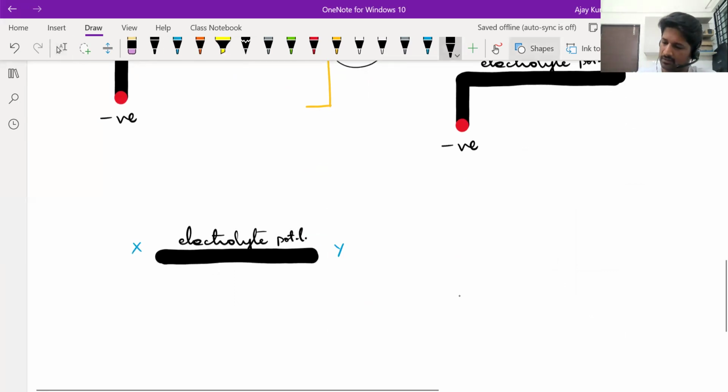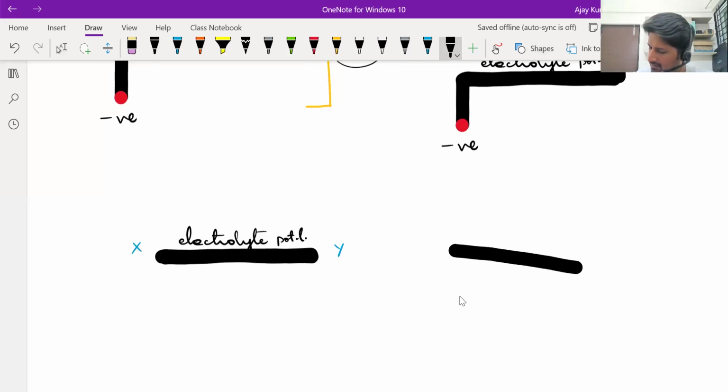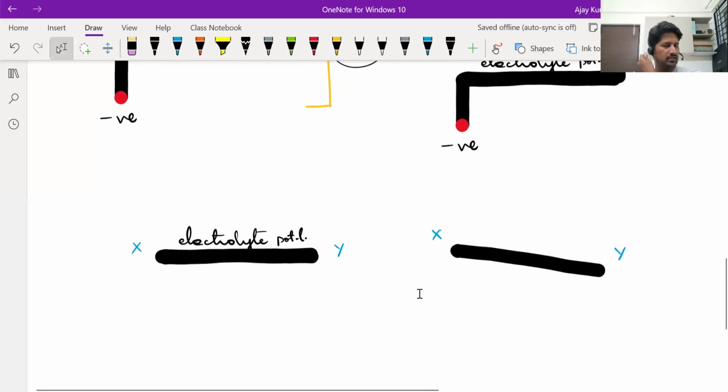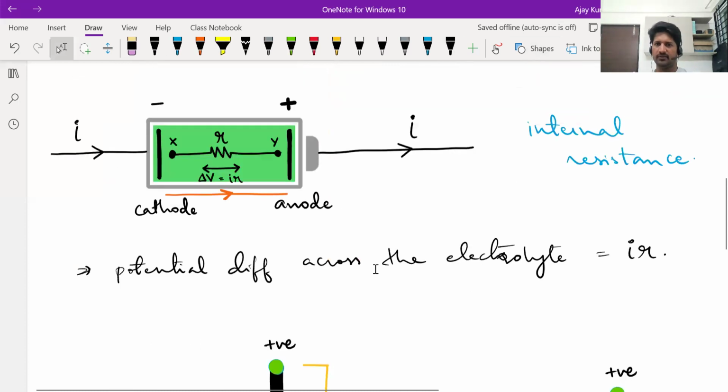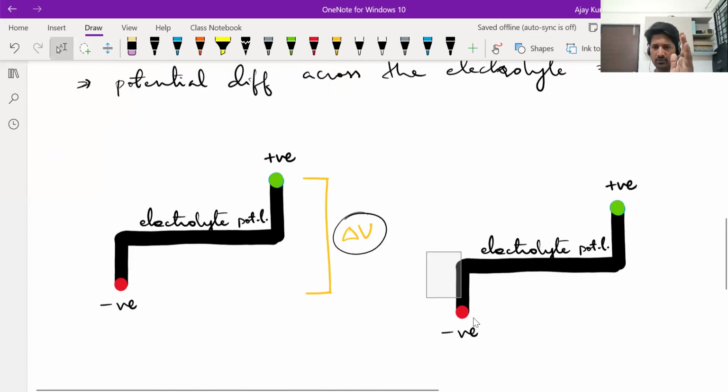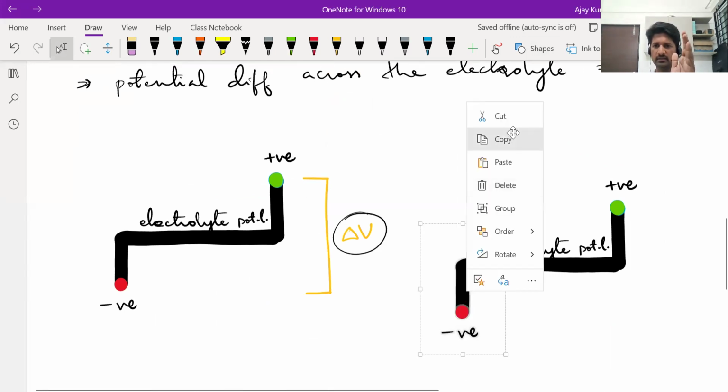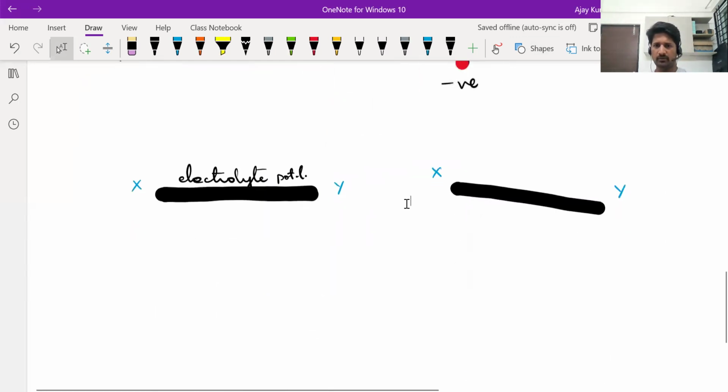So in that case, what happens? This is what happens inside the electrolyte. There will be a potential difference across its ends, you can say, across the ends of the electrolyte. Now within the electrolyte, there has been some potential difference created, and the chemical reaction between the cathode and the electrolyte ensures that the cathode is at a lower potential than the electrolyte. So that cathode potential has to be maintained. So that will be there.